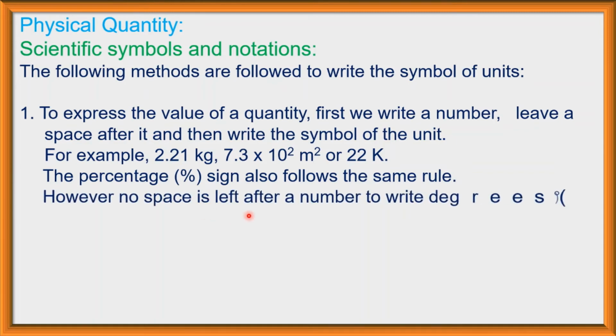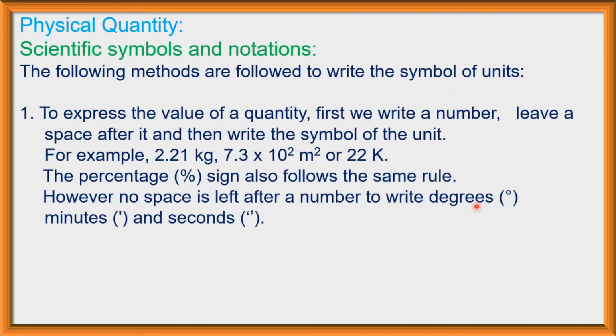However, no space is left after a number to write degrees. If you want to write 45 degree, 90 degree, 180 degree, then this degree sign will be with the number, no space. Likewise, no space is left after a number to write degrees, minutes and seconds. Degrees, minutes and seconds, no space.